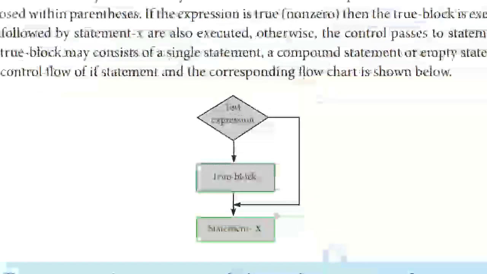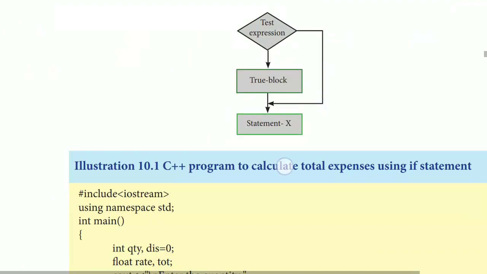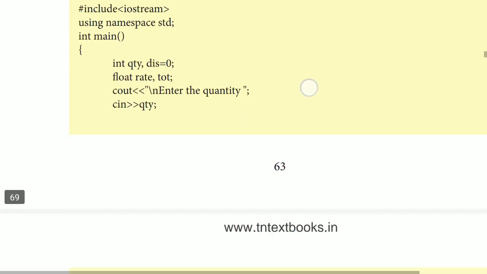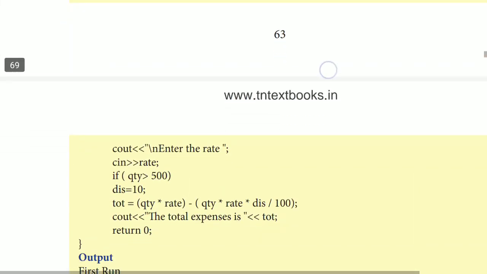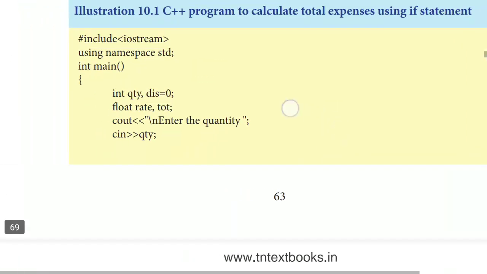Here is the flow chart. This is the test condition. If the condition is true, then the true block is executed. The test expression is the test condition. If the condition is false, it will skip the true block and move on to the next statement, statement X. Here you can see a small example denoting how this statement is executed.